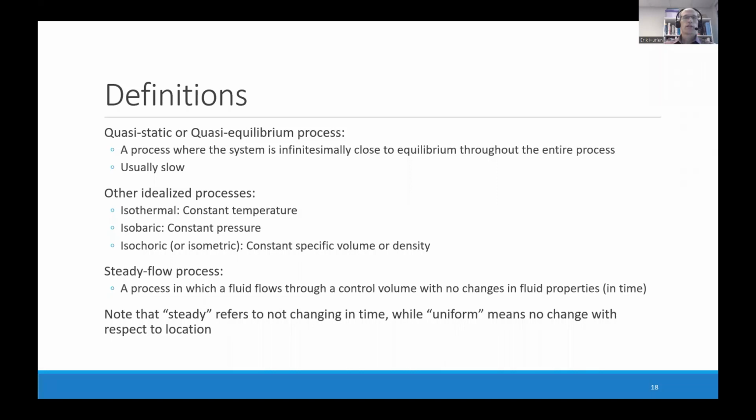A quasi-static process is one that changes very slowly, so slowly, in fact, that the system can be approximated as being in equilibrium throughout the entire process. There are a few other approximations of processes that we use in this course. An isothermal process is one in which the temperature does not change. An isobaric process is one in which the pressure does not change. An isochoric or isometric process is one in which the specific volume or density does not change. And finally, a steady flow process is one in which the state of the system does not change in time. So steady refers to time dependence. The system can have different properties at different locations, but these do not change in time.